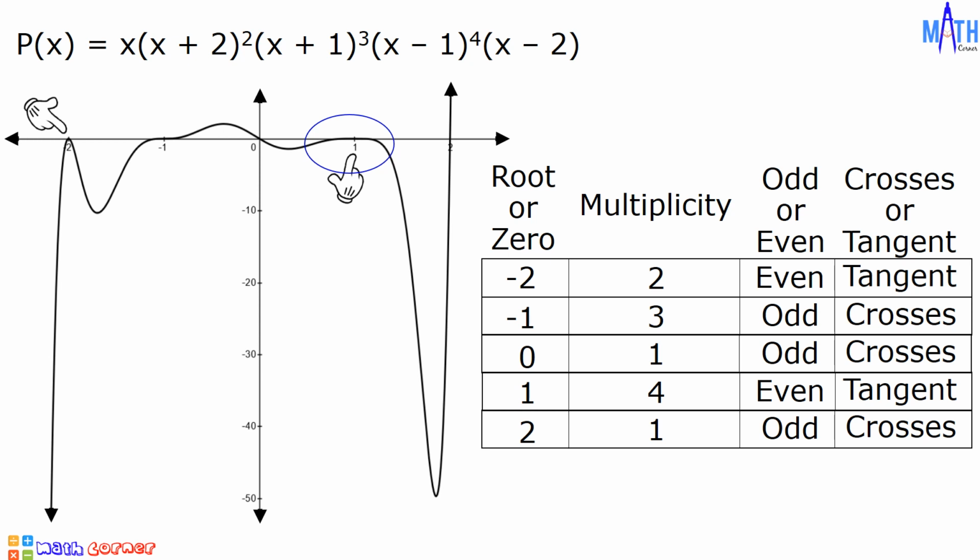Negative 1, 0, and positive 2 are of odd multiplicity. Since negative 1 is a root with multiplicity of 3, the graph is flatter as it approaches and leaves the x-axis. Again, for each increasing power, the graph will appear flatter as it approaches and leaves the x-axis.